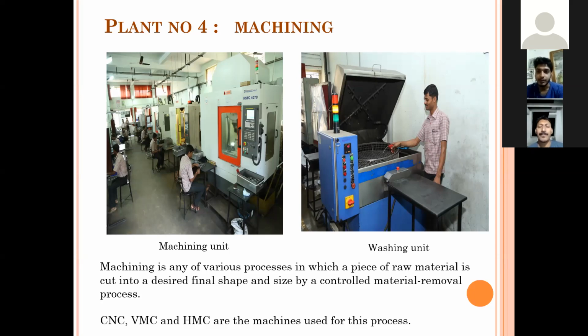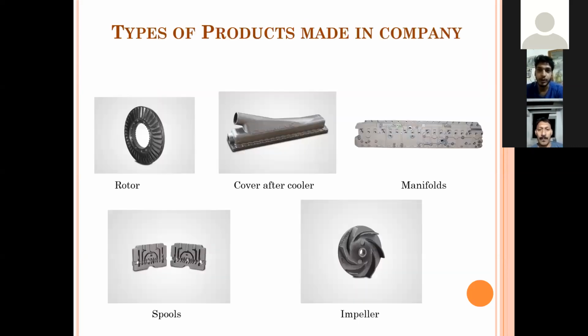Yes, sir. Then the processes used in this machining were turning, threading, chamfering, reaming. These were the processes used here. Then we can see the types of products used in machining. These are just a few, for example: rotor, cover, after cooler, manifolds, spool, impeller. These were the kind of components they were making when we were there, sir.